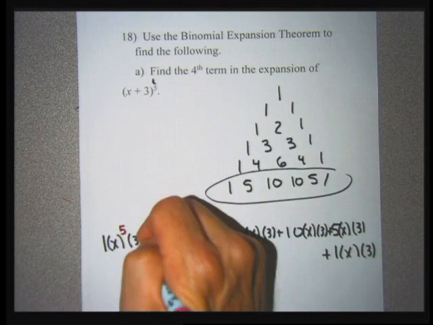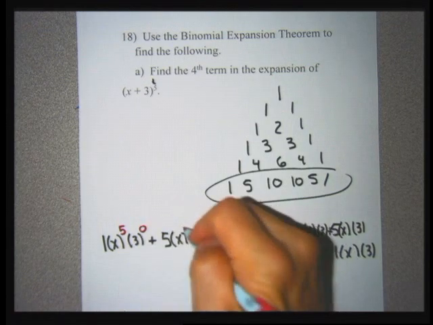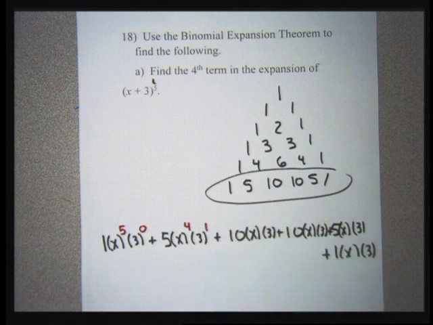I always make my exponents add to 0, add to 5. And then as I move left, I subtract 1 from the x's exponent and add 1 to the 3's exponent. So the next exponents, the x is going to go from 5 down to 4. The 3's exponent is going to go from 0 up to 1. And then I'll do the same for the next.